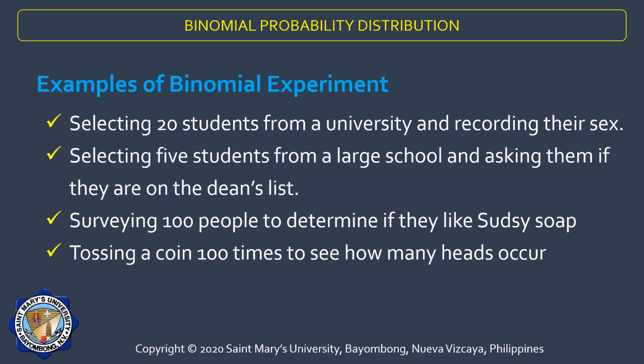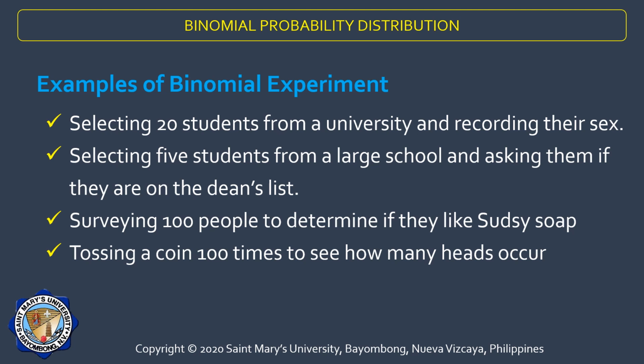Number two, selecting 5 students from a large school and asking them if they are on the dean's list. Why is it considered a binomial experiment? Because there are two possible outcomes. The student is on the dean's list or not on the dean's list. Number three, surveying 100 people to determine if they like Sudsy soap. So, like, or dislike, do not like.